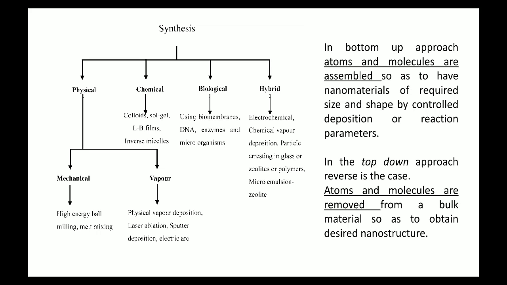So if you grind something, for example, suppose you have wheat grains, and then you go to some milling machine and make it a powder. You grind it and make a powder of the wheat. So this technique is called a top down approach.